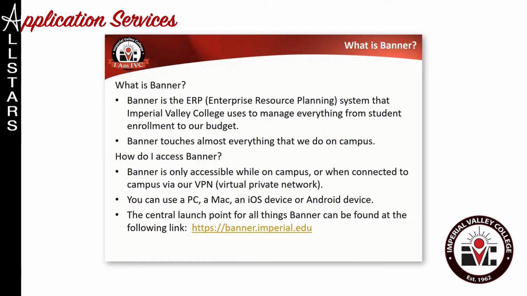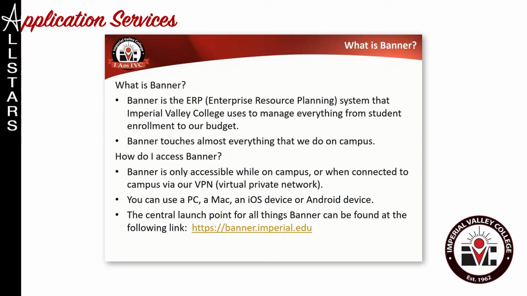So what we need to know is, how do I get to Banner? First thing we need to know is Banner is only accessible while on campus or when connected to one of our virtual private network connections. You've got to be on the inside of the firewall. As far as the hardware, you can use a PC, a Mac, an iOS device, an Android device. So if you want to connect to Banner using your phone, you can do it.